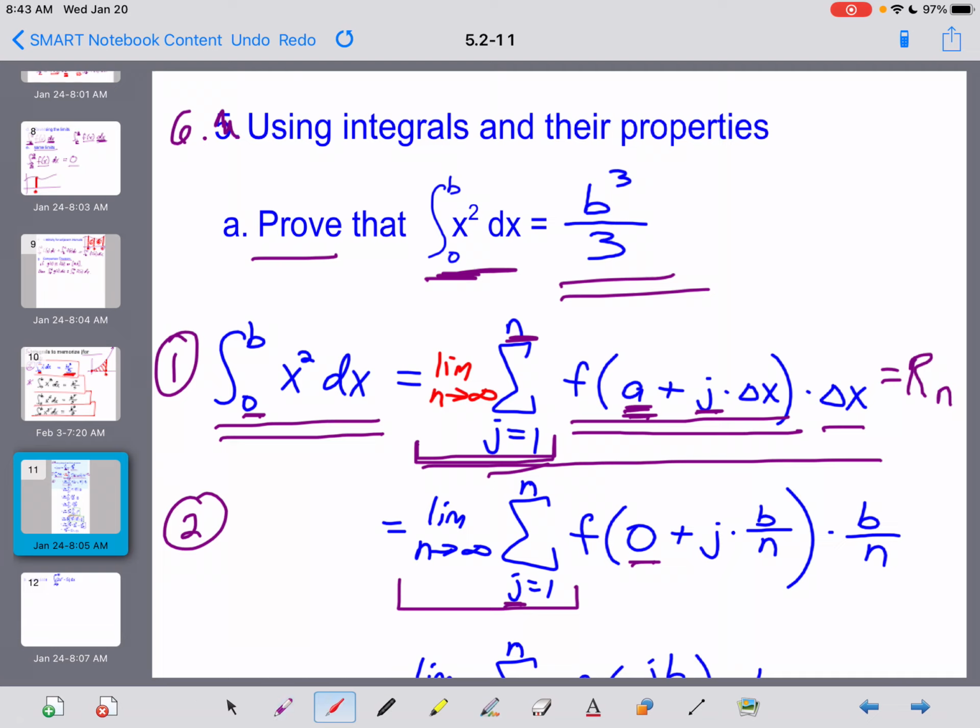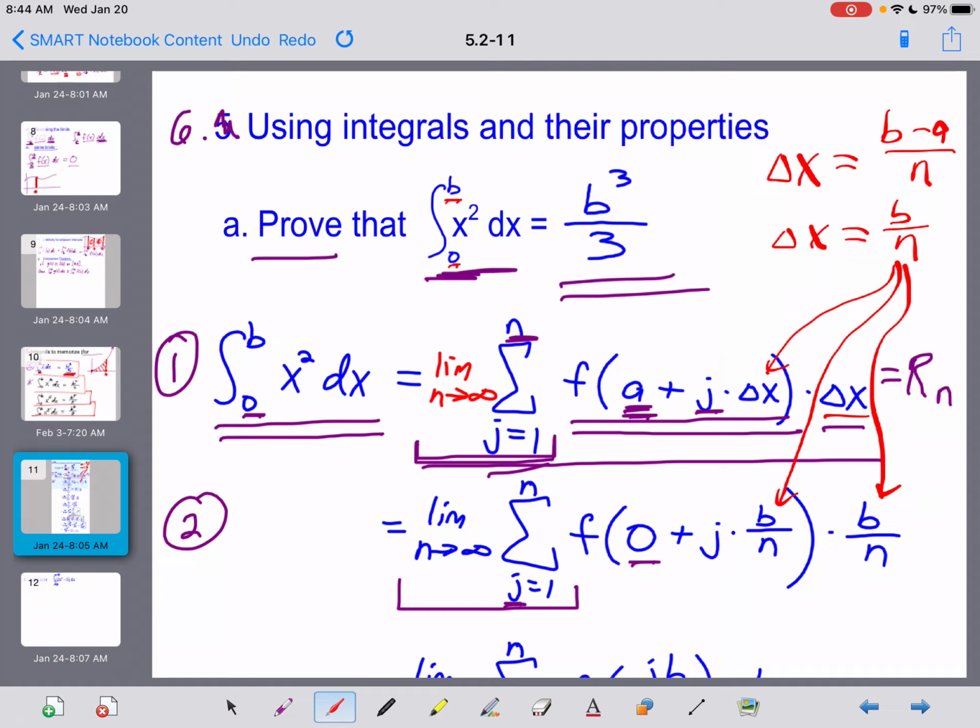I've got to remind you guys of a little formula we wrote down in 5.1, that delta x is equal to the width of your overall interval, which is b minus a, over n. Well, in this problem, a, the lower limit of integration, is 0. B, the upper limit of integration, is just b. So this expression I just wrote in red becomes b minus 0 over n. So b divided by n becomes the value here for delta x. And that's why we use that right here, but also right here as well.